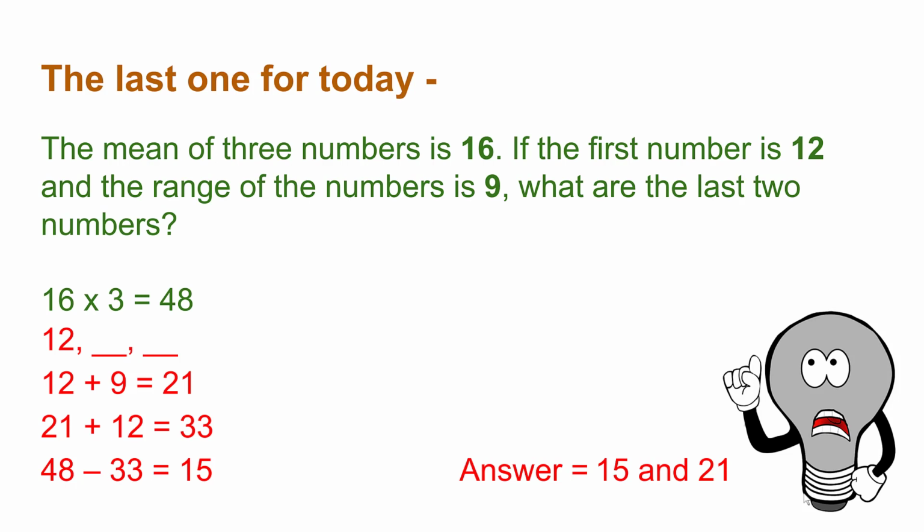The mean of 3 numbers is 16. If the first number is 12 and the range of the numbers is 9, what are the last 2 numbers? So again, working backwards, we do 16 times 3 is 48. Okay, and the first number is 12. We don't know the second and the third. Okay, the range is 9. So the least one is 12. So I do 12 plus 9, which gives me 21. So that'll give me the third number, because the range is 9. So between the first and the third number is 9.